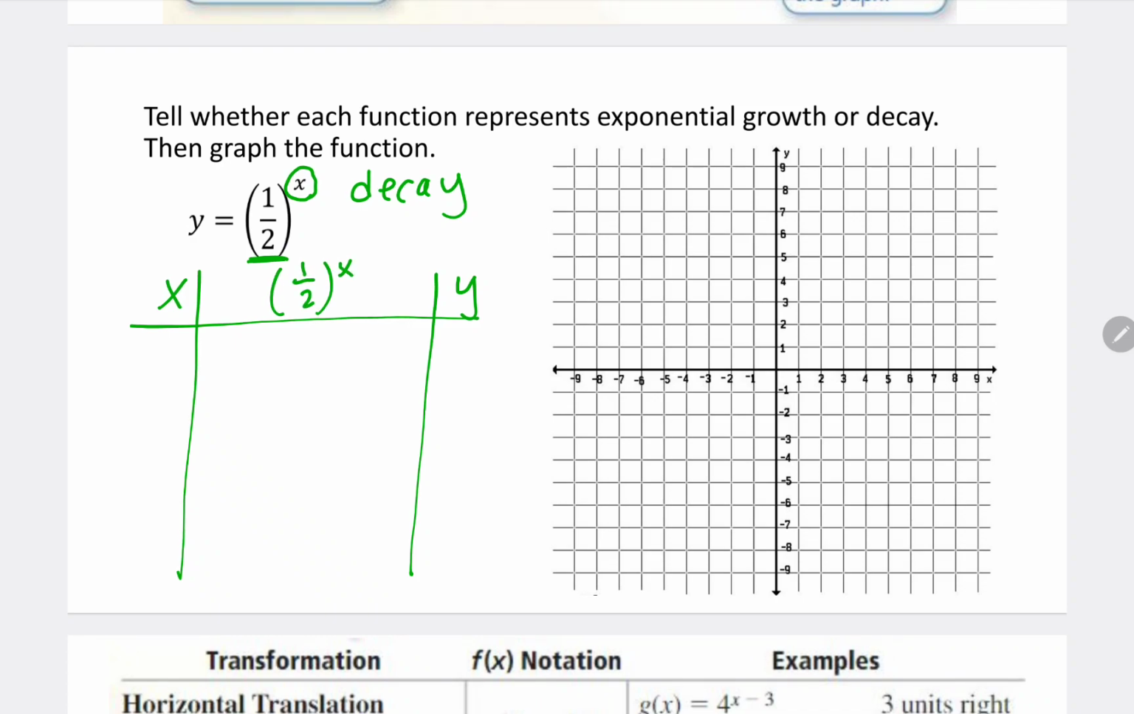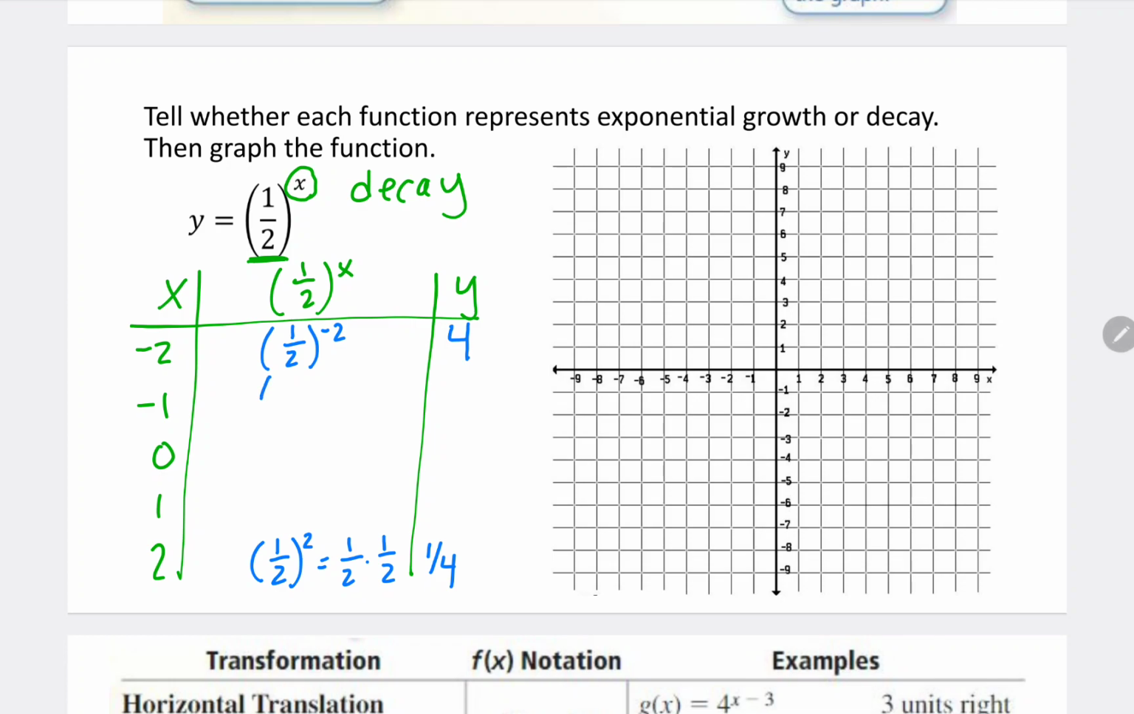So when I make my XY chart, I like to plug in the numbers -2, -1, 0, 1, and 2. So first one, plugging in -2. When I plug in -2, or 1/2 to the negative second power, if you have trouble with negative exponents, try 1/2 to the positive second power first. That would be 1/2 times 1/2, which is 1/4. So because 1/2 to the positive 2 power is 1/4, 1/2 to the negative 2 power is the reciprocal of that, or 4. Remember, negative exponents create reciprocal answers.